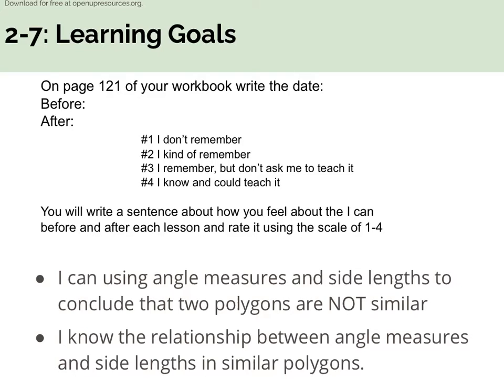So number 1, I don't remember. 2, I kind of remember it. 3, I do remember it, but I don't feel comfortable teaching it to my friend. And then 4, I know it and I can teach it to my friend. So go ahead and do your sentence and your number.